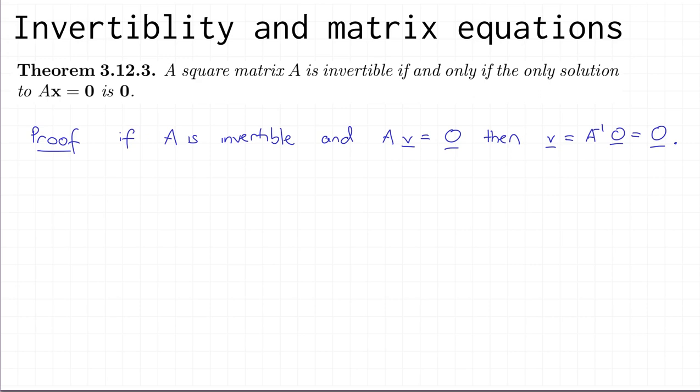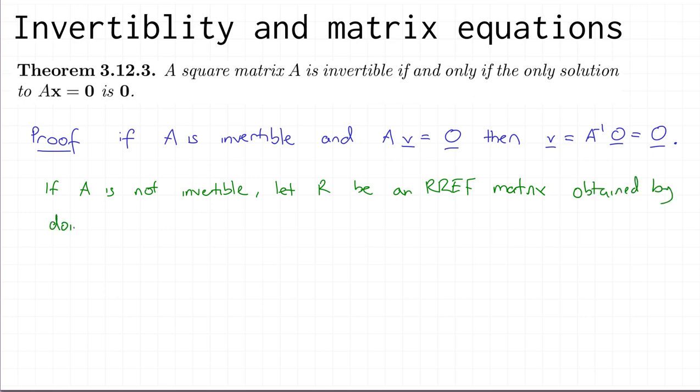let's suppose that A is not invertible. Then let R be a matrix which is in row-reduced echelon form, which you can reach by doing row ops to A. So a row-reduced echelon form matrix obtained by doing row ops to A. So that's what people mean when they say let R be the row-reduced echelon form of A. They mean a row-reduced echelon form matrix which you can get by doing row ops to A. So R cannot be the identity by the previous theorem, the theorem we proved on the last slide.